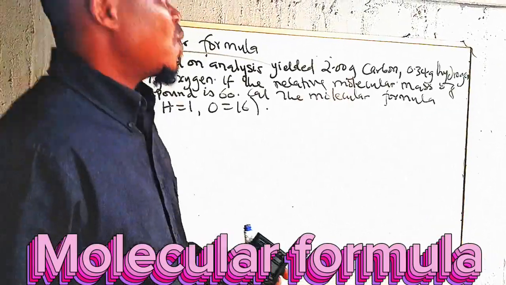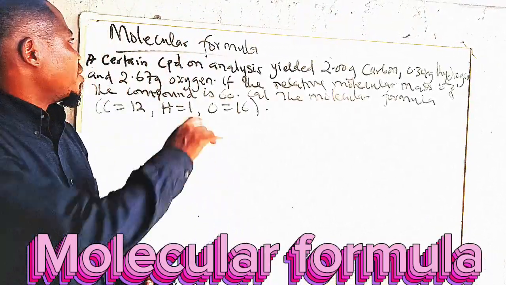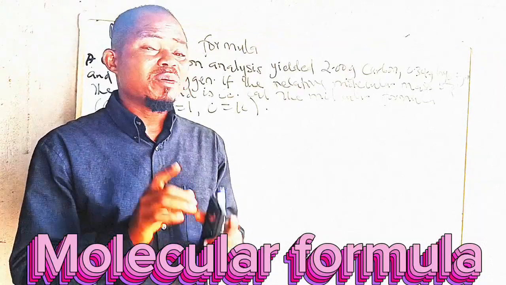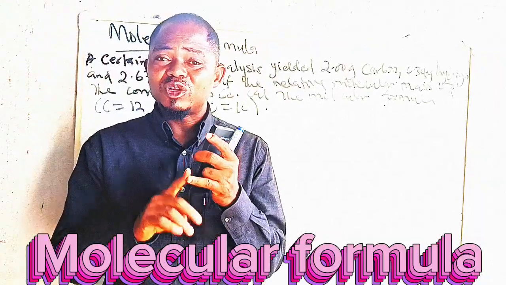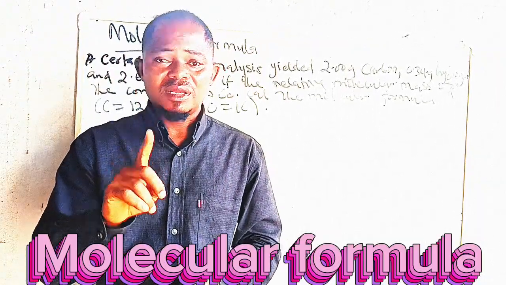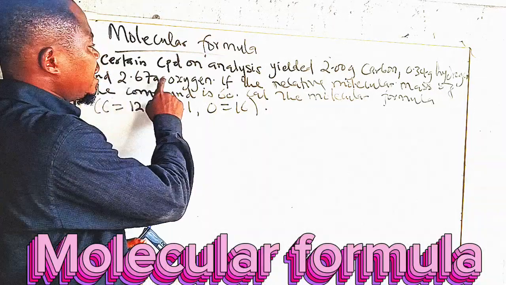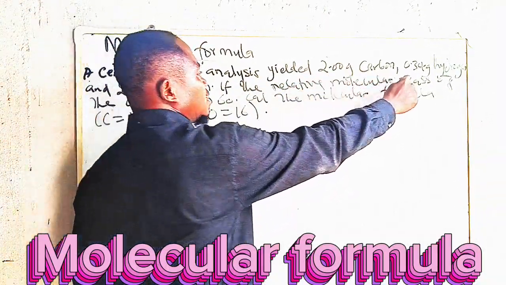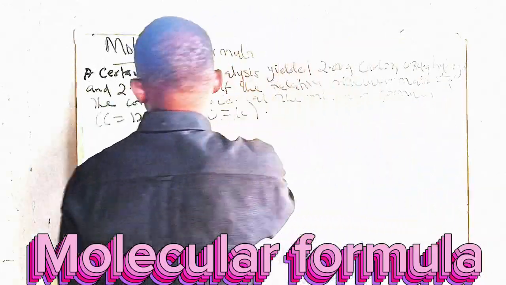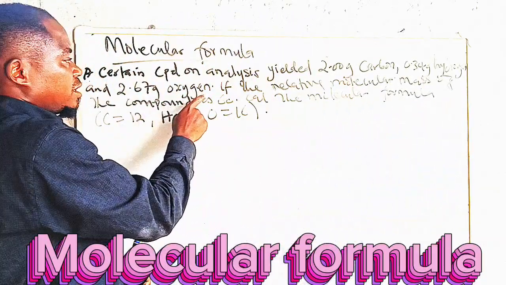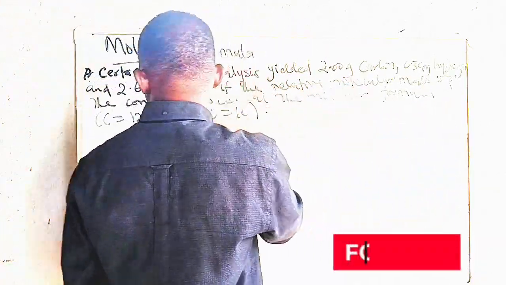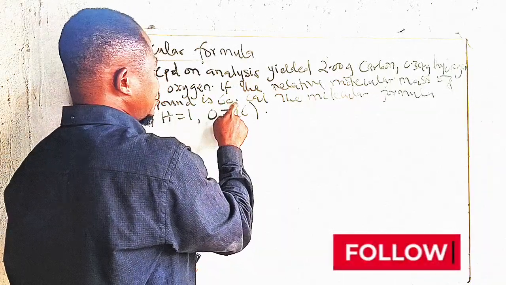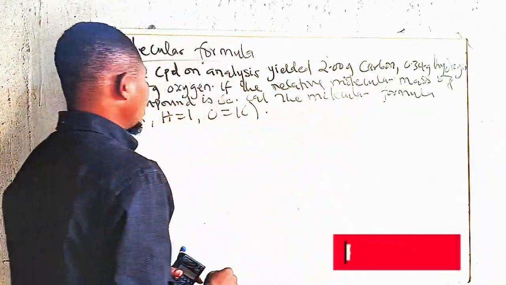Alright, we have a question on the board and it's on molecular formula. Before you are able to solve this question, you must know what molecular formula is and what empirical formula is. Now, what is the question? A certain compound on analysis yielded 2.00 gram carbon, 0.34 gram hydrogen, and 2.67 gram oxygen. If the relative molecular mass of the compound is 60, calculate the molecular formula.